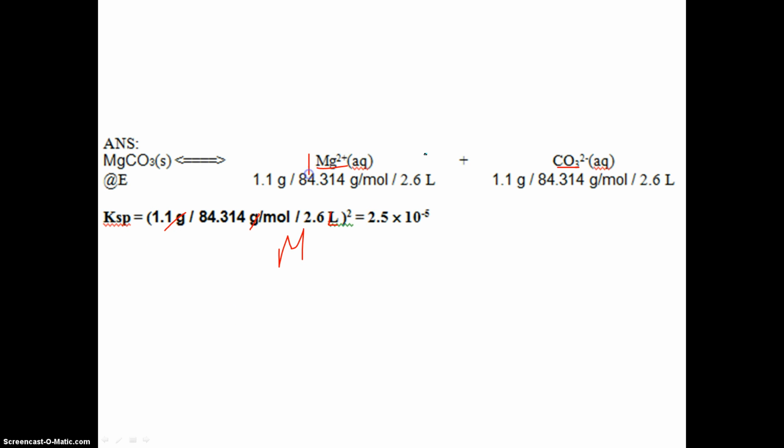Because magnesium is 1 mole and carbonate is 1 mole, and because they came from the same species, you could just square the value. So that's why you'll notice here it's squared, and you'll notice there's no 2 or anything in front of it because it's not necessary here.